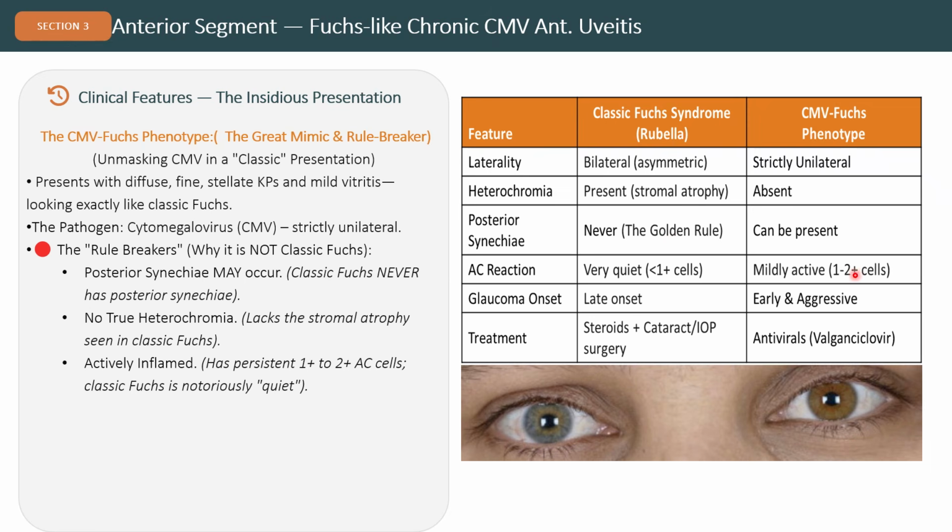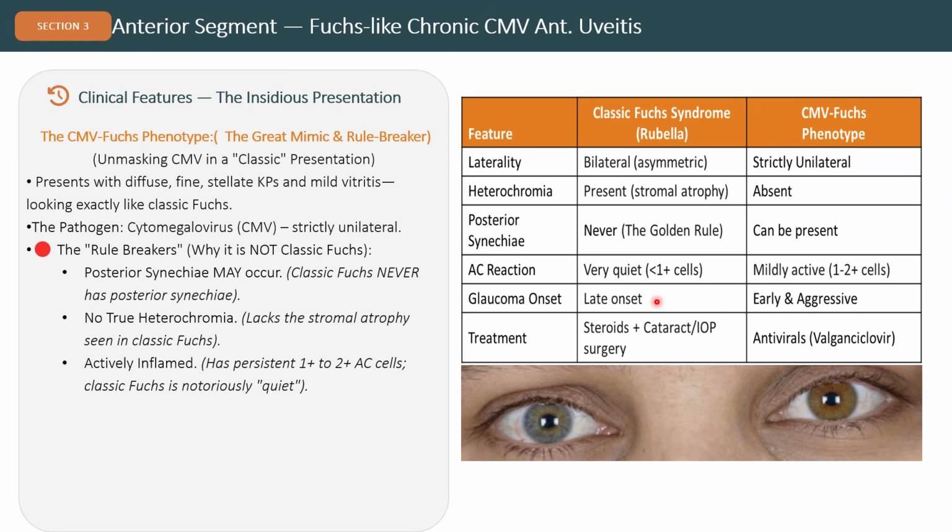And the reaction in the anterior chamber, as I said, is more in cytomegalovirus, and the glaucoma usually occurs in early stages of cytomegalovirus because of the associated trabeculitis. However, glaucoma presentation in Fuchs uveitis is very late. Another point is the endothelial involvement. If you find endotheliitis, this is also more in favor of cytomegalovirus rather than the classical type.